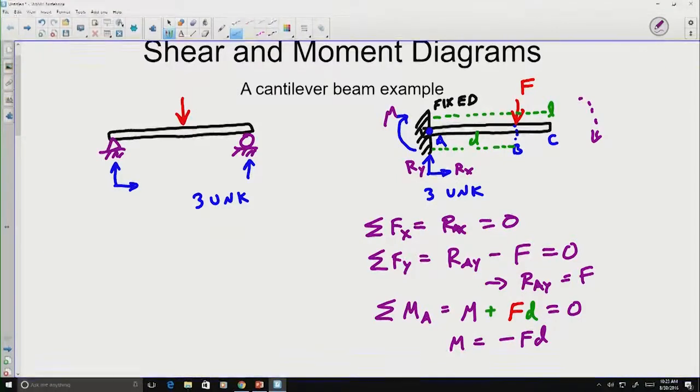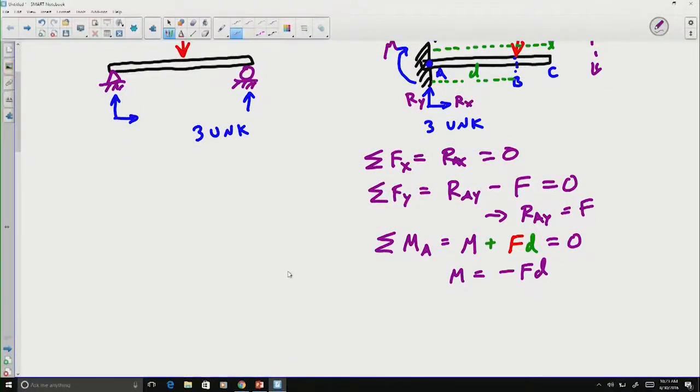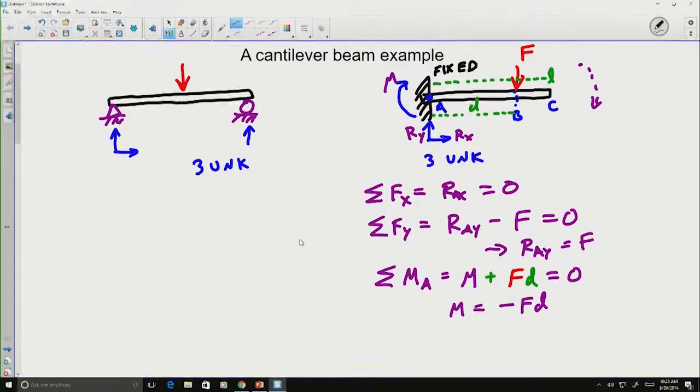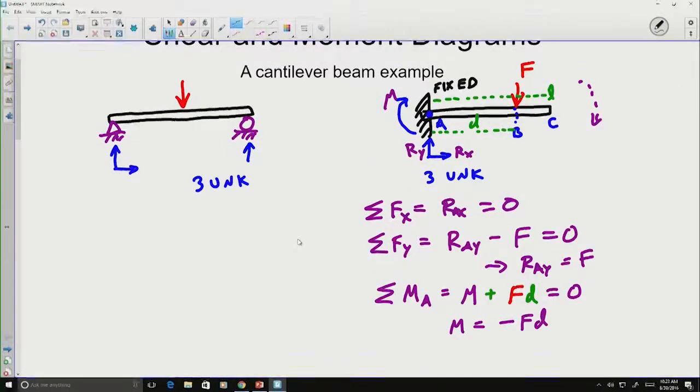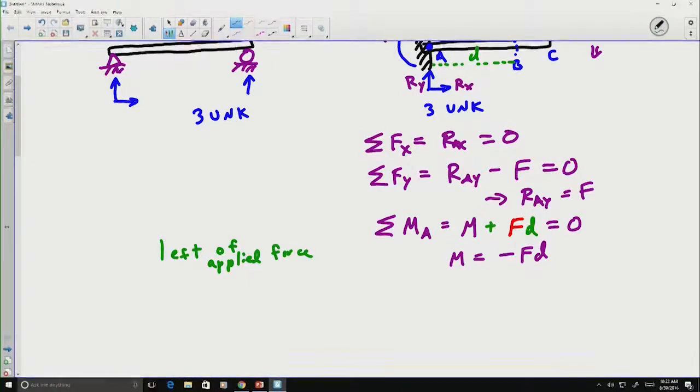Well, now that we've solved for our various reactions, let's take a look at what the internal forces look like on this cantilever beam. Okay, so let's consider a slice through the beam. Our first slice will be to the left of the applied force. And if we look at that, here's our slice here.